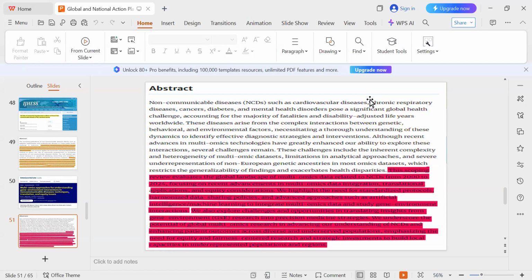We also explore challenges and opportunities in translating insights from gene-environment research into precision medicine strategies. We underscore the potential of global multi-omics research in advancing our understanding of NCDs and enhancing patient outcomes across diverse and underserved populations, emphasizing the need for equity and fairness-centered research and strategic investments to build local capacities in underrepresented populations and regions.